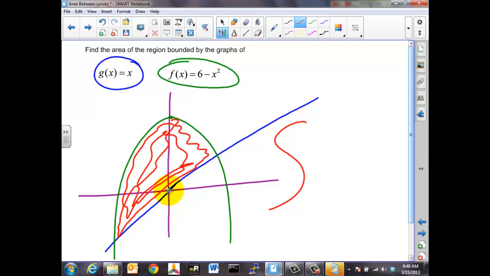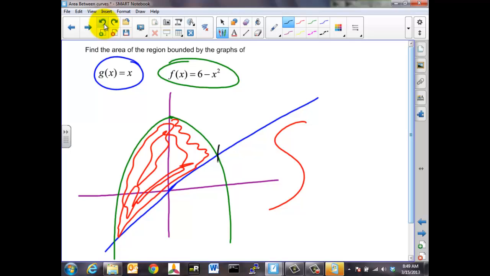0 to 6. Okay. Let's think about that. 0 would be right here, wouldn't it? And 6 would be right here. I think it's where they intersect, so from right here to right here. Let's focus on the 0 to 6 first. Does this look like it covers all the area? I think we can safely say that's not going to be it.